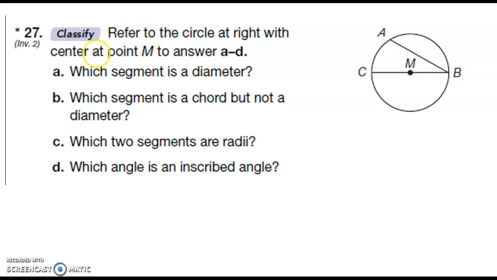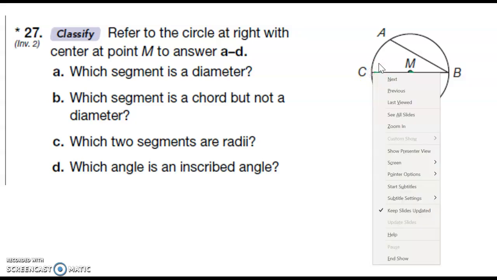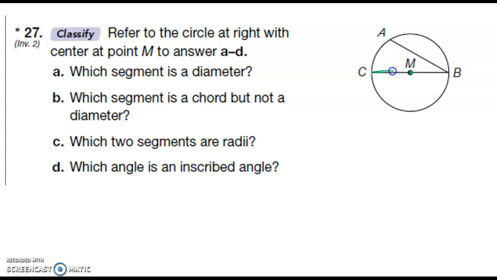Refer to the circle to the right with the center point M. Which segment is the diameter? Okay, so the diameter goes from one side of the circle to the other side of the circle, and it goes to the center. If it starts at one part of the circle and ends at the other part of the circle and goes to the center, that's a diameter. So you can use CB or BC. Okay, and it's a segment because it starts and ends on the circle.